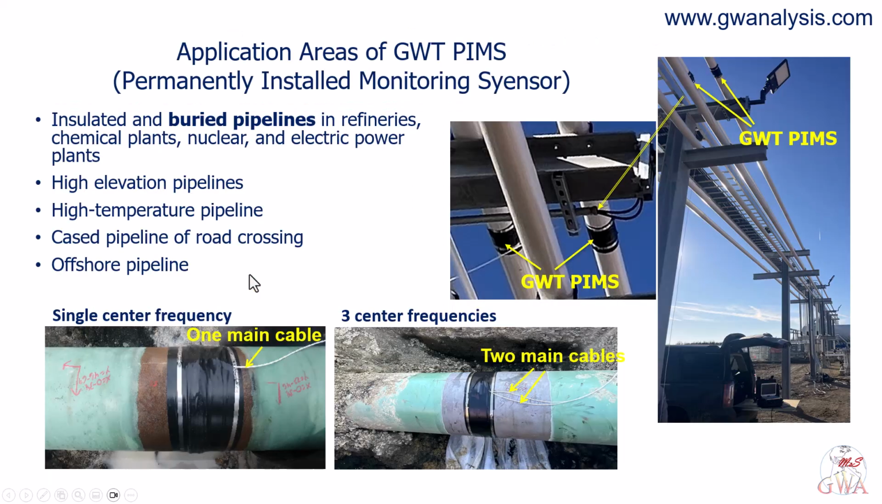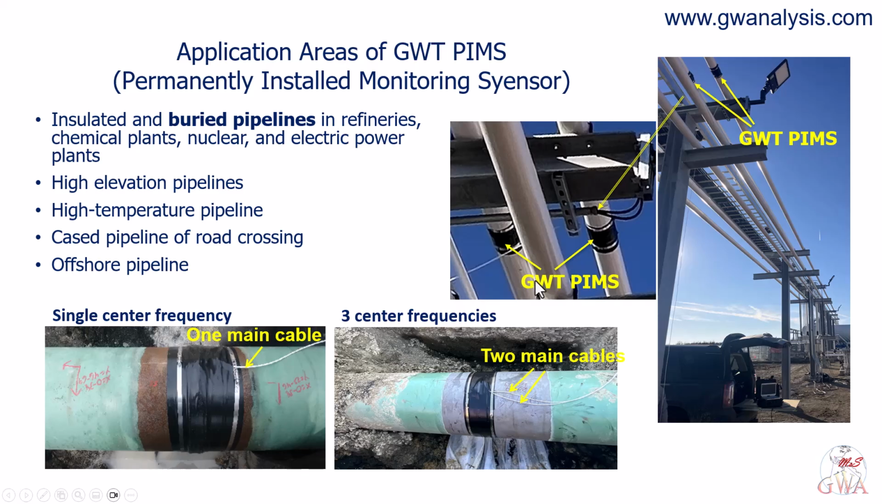and it is the kind of asset where a permanent sensor pays for itself. The application areas of guided wave testing PIMS are insulated and buried pipelines in refineries, chemical plants, nuclear plants, and electric power plants, high elevation pipelines, high temperature pipelines, cased pipelines at road crossings, and offshore pipelines. Read that list and you will see the same theme as the very first photographs in this module. Every one of these is a line where sending a person to the pipe is difficult, expensive, or both. Monitoring is what you do when the cost of the visit exceeds the cost of the sensor.